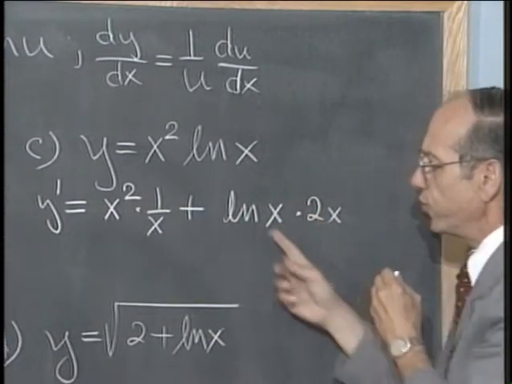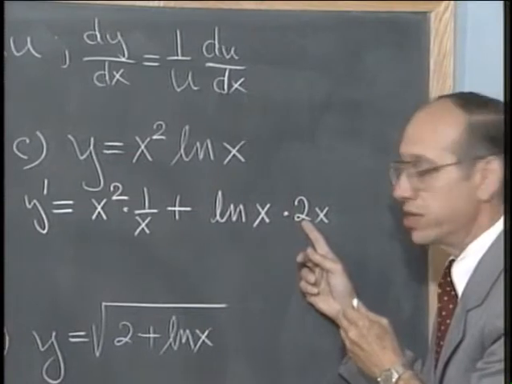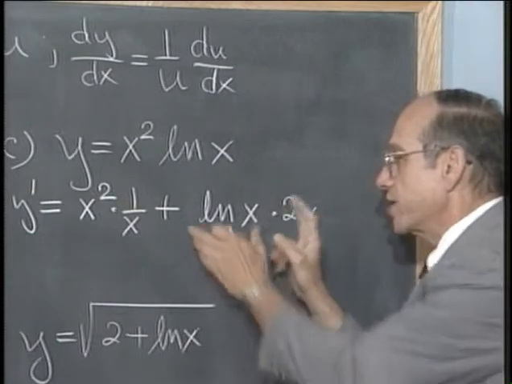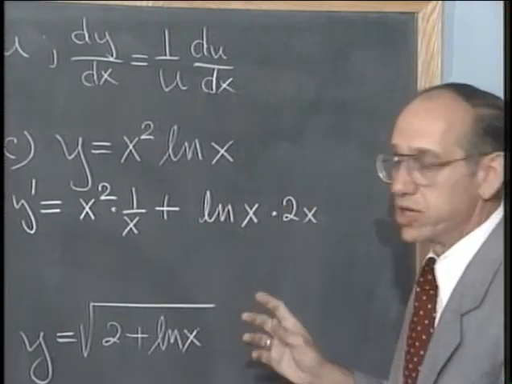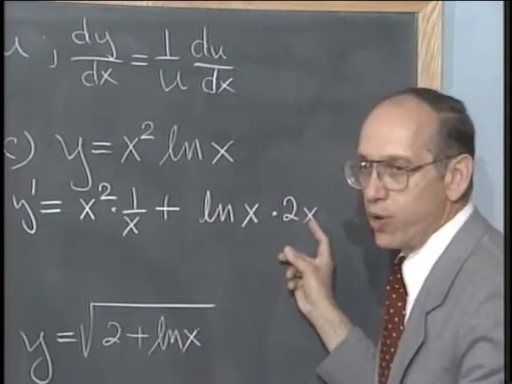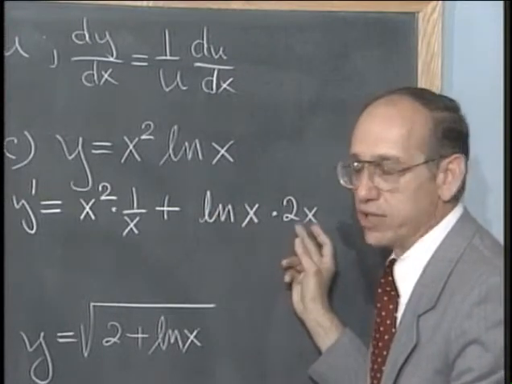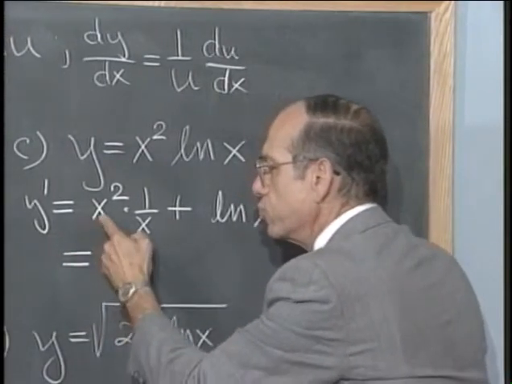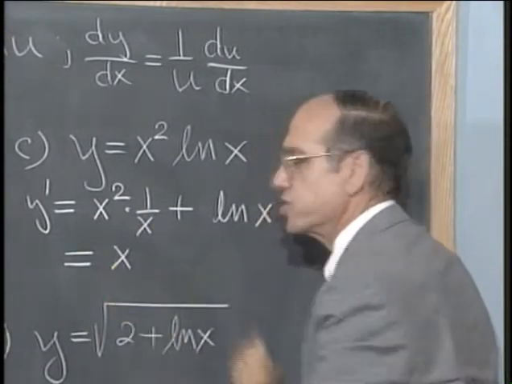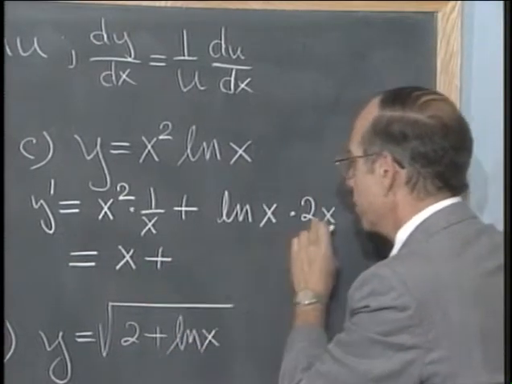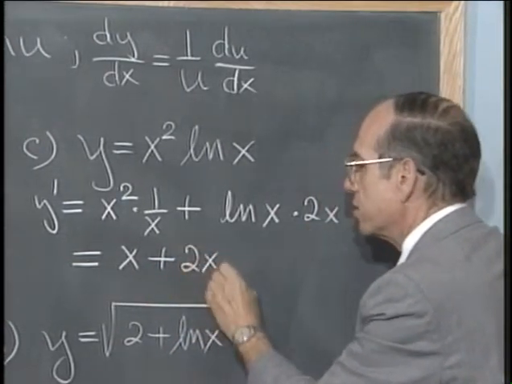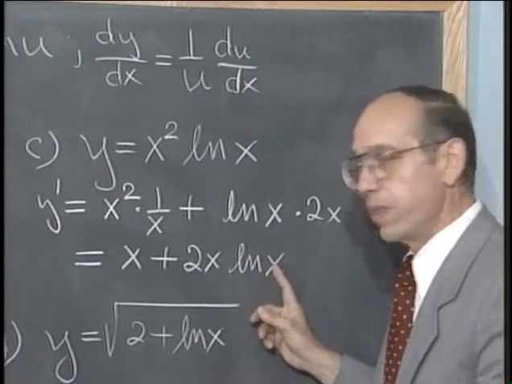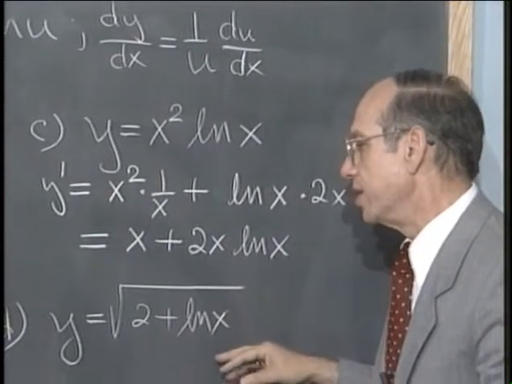Now, it is traditional. You see, this is very confusing looking. Log of x times 2x. It's hard to know whether it's the log of x times 2x or the log of x, the quantity, times 2x. So it's traditional to put the algebraic part first when we have a product of an algebraic and a logarithmic function. So we're going to rewrite this. First, reducing this, x squared times 1 over x is just x, plus, and now we'll write this as 2x times the log of x.